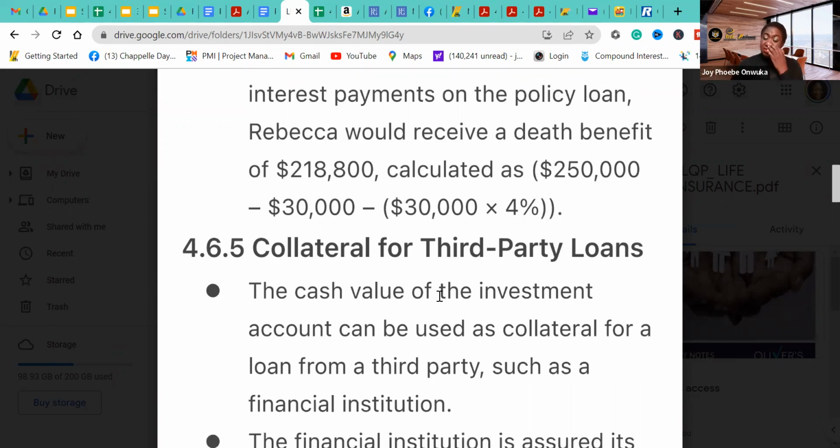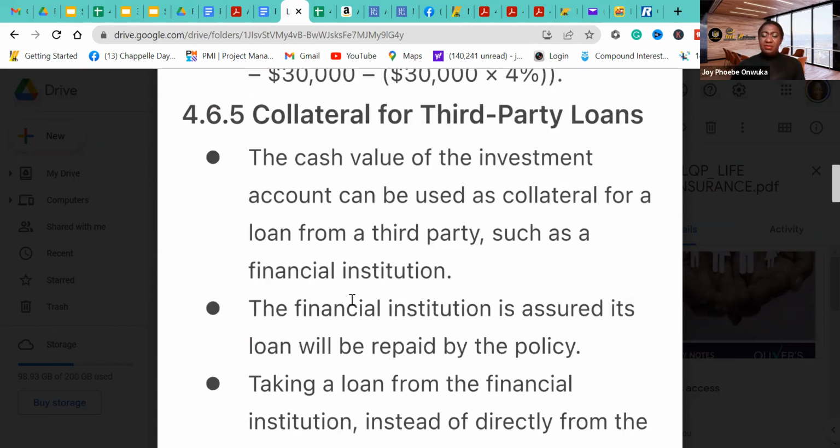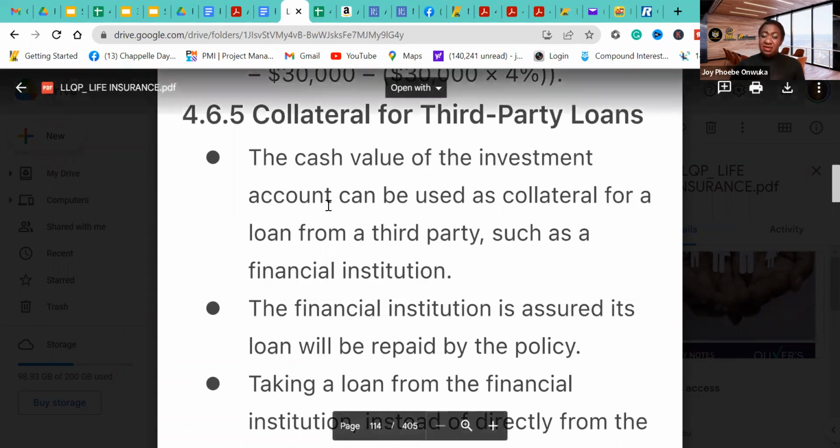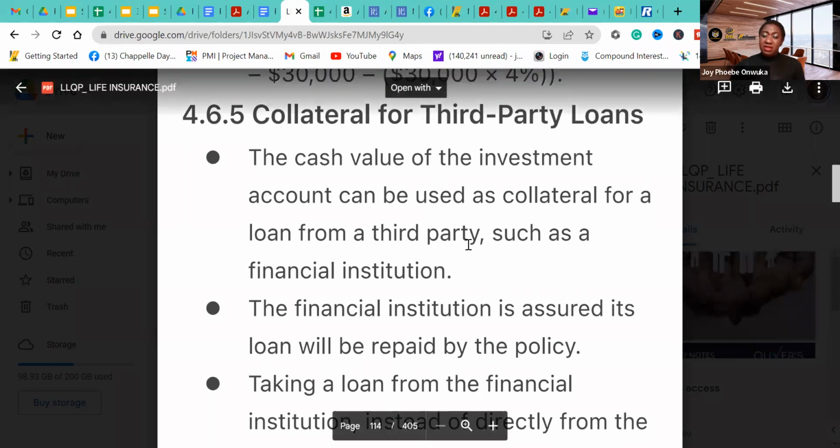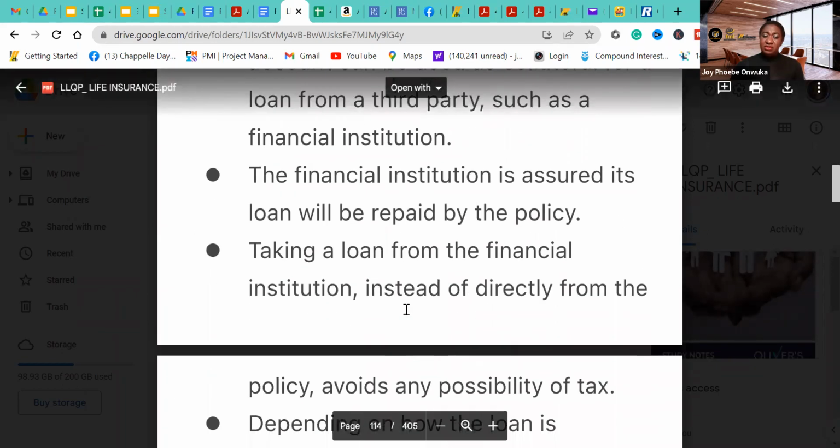Now, the next one is collateral for third party loan. The cash value of the investment account can be used as collateral for a loan from a third party, such as a financial institution.